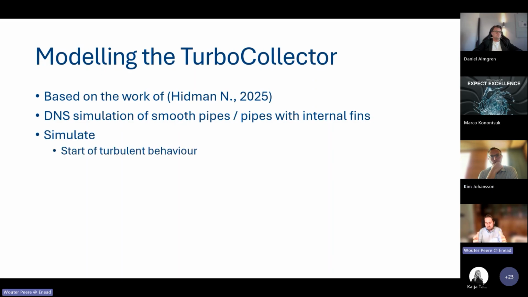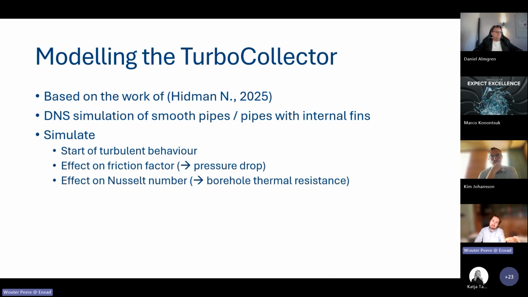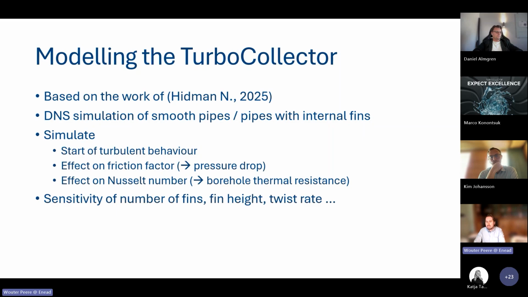And the way this study was set up is they started with high enough flow rates, so both pipes, the smooth and the TurboCollector, were both turbulent, and then they lowered step by step the flow rates until we find where the turbulence actually starts. And then based on this, we can come up with the friction factor, which is important for the pressure drop and the hydraulic behavior of the system, and also the Nusselt number, which is important for the heat transfer and the borehole effective thermal resistance. And then there was some sensitivity analysis Kim already touched upon on the number of fins, the fin height, etc.